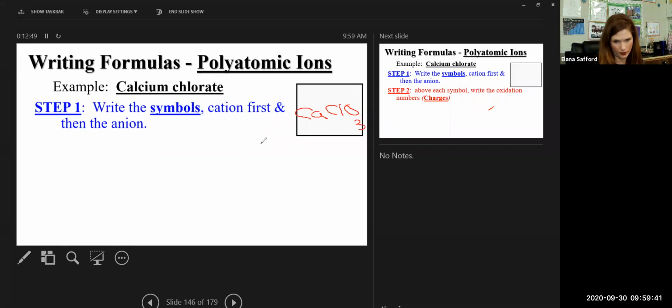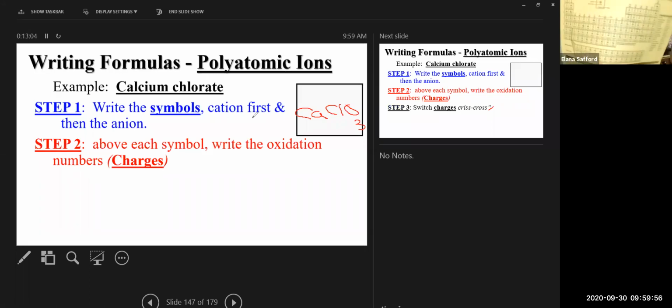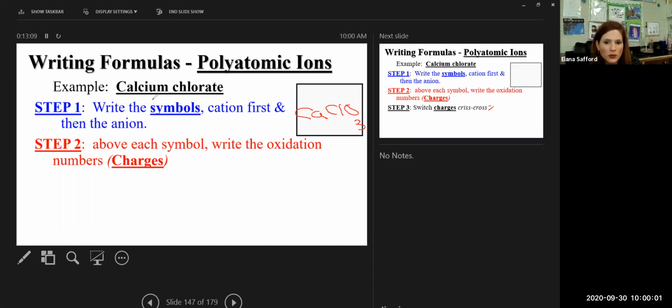Okay, step 2. Next, above each symbol, we're going to write the oxidation numbers. Let's think about what the oxidation number for calcium is. This is just from the valence electrons, so calcium is +2. Chlorate, we get from the polyatomic list. You want to look for the superscript that's outside of the parentheses. Chlorate is a -1.